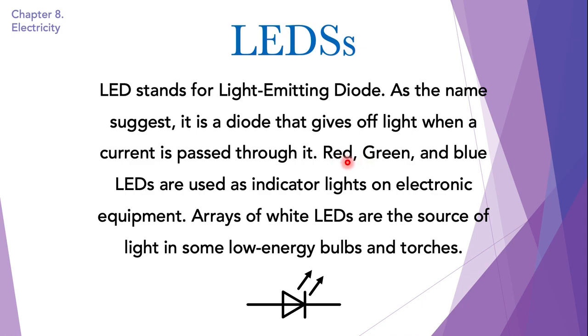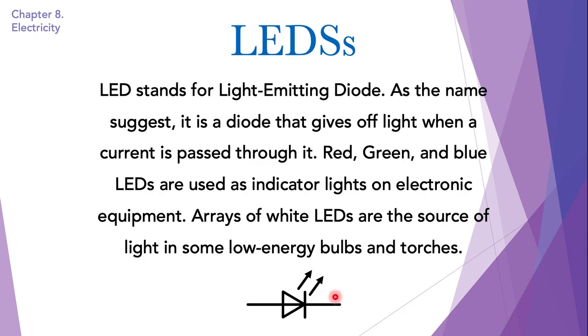And in many electronic equipment, this light is used as an indicator that something is being charged or something is working right now. It is turned on. So arrays of white LEDs are the source of light in some low energy bulbs and torches. So white LEDs are used in low energy bulbs and torches. Like in torches, we have seen some LEDs. They are called LED torches.